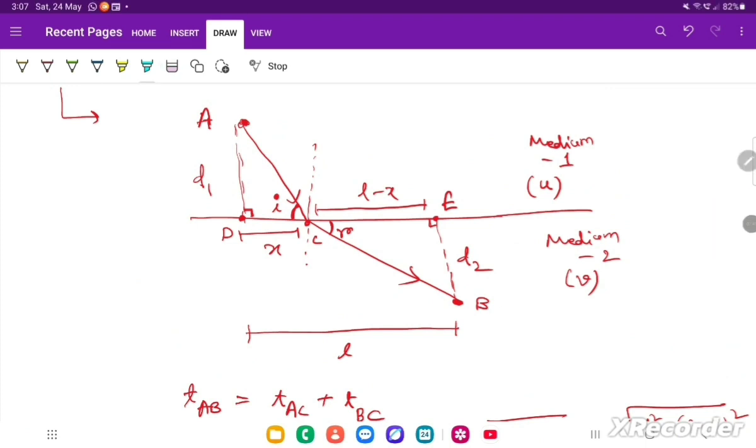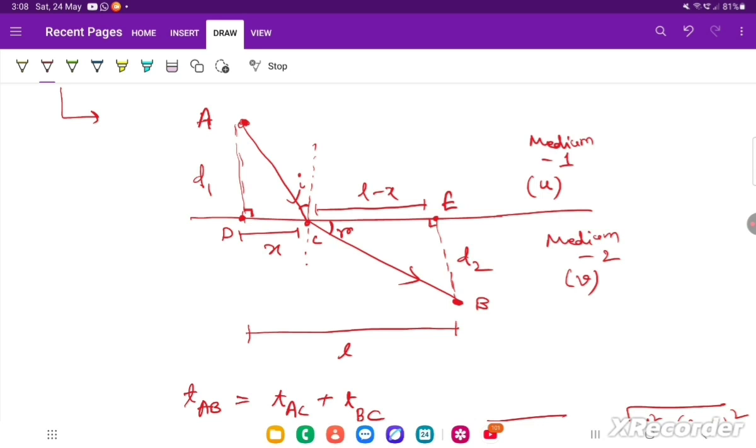Let me change the diagram a bit. It's better if I assume this angle as I. As you can understand, I am denoting I and R just to keep the analogy with Snell's law. And finally we can show that mu1 sin I equals mu2 sin R, the kind of expression I am trying to get from this differentiation.